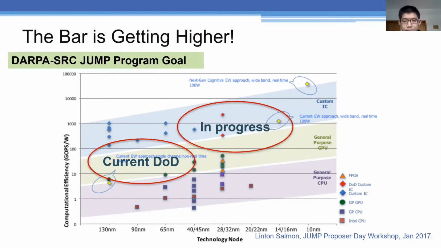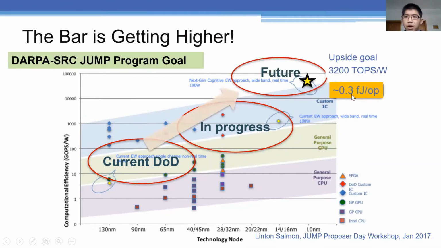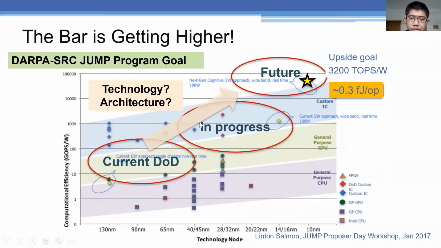These efforts have utilized the emerging architectures and either older or modern technologies in order to achieve better computational efficiencies, including efforts such as the general purpose CPU and the GPU. However, when considering the future requirement of the computational efficiency, which is around 0.3 joules per operation, the customized IC domain is still in the future. In order to meet the requirement of the future application systems, innovations at both the technology level and the architectural level are demanded, in both the circuit, device, and the various design layers.